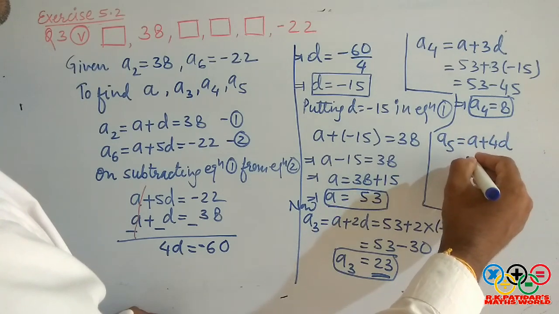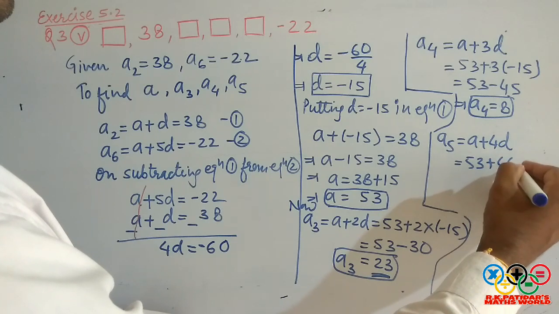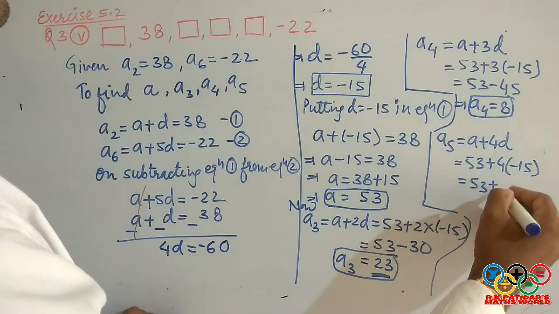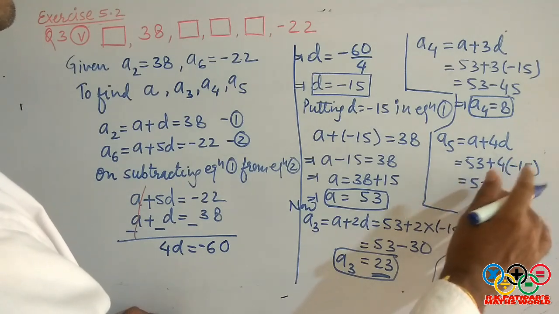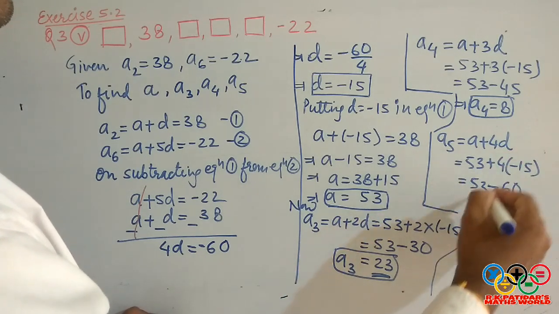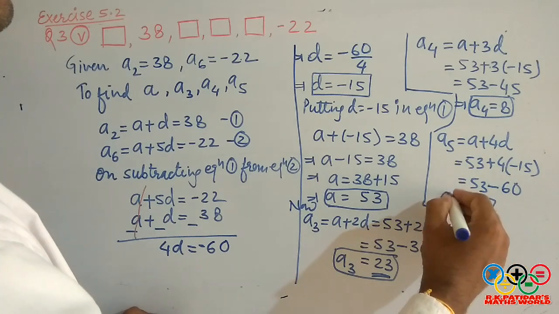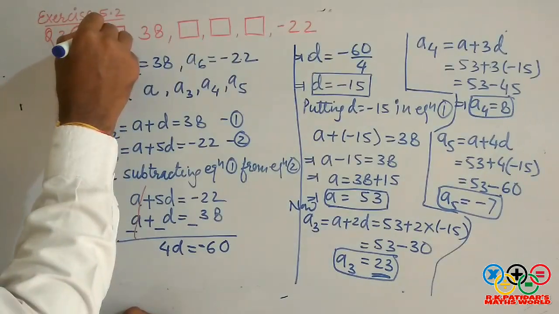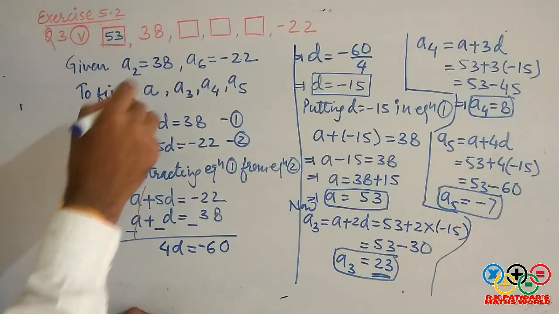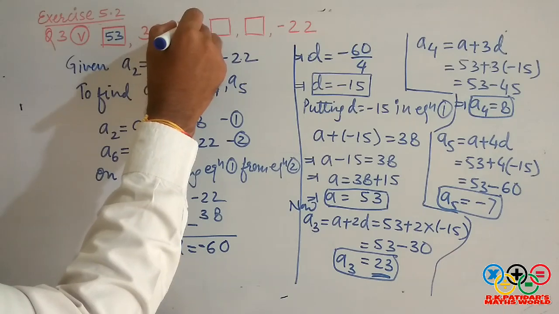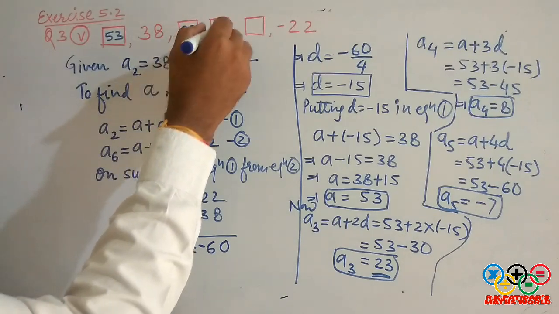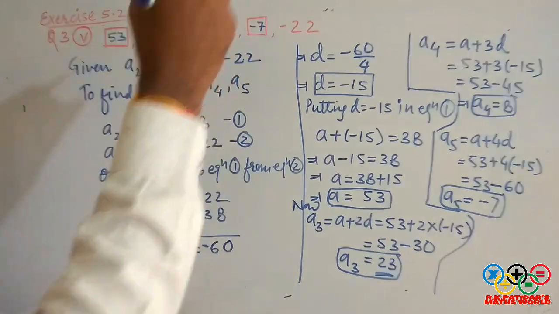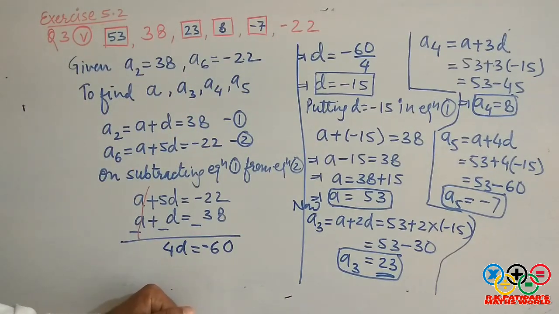It is A plus 4D. A is 53. 4 into D is minus 15. And 53 plus 15 fours are minus 60. So you will get minus 7. So fifth term is minus 7. So what we get here, it is 53. Third term, it is 23. Fourth term is 8. And fifth term, it is minus 7.